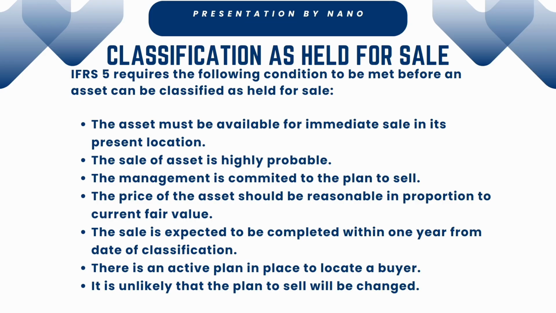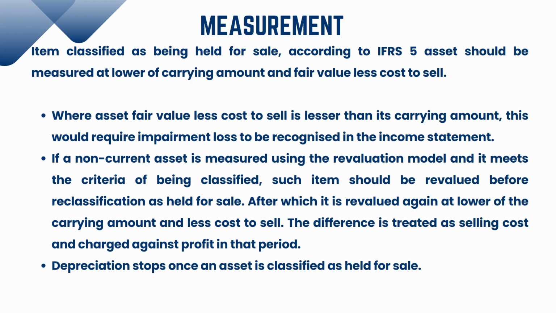I hope you understand. So these are some of the criteria. These are the criteria that have to be met before an asset can be classified as a non-current asset held for sale. So let's move to the next slide, measurements. So once an asset has been classified as a non-current asset held for sale, meaning it has checked all the boxes with the criteria, so now we are certain that this item can be classified as a non-current asset held for sale.